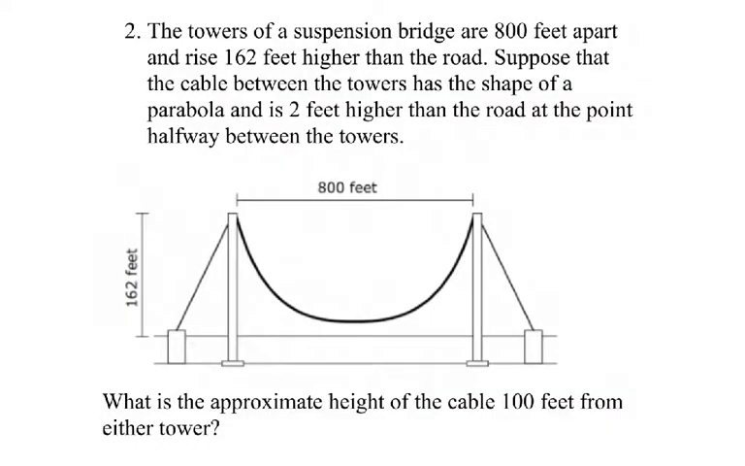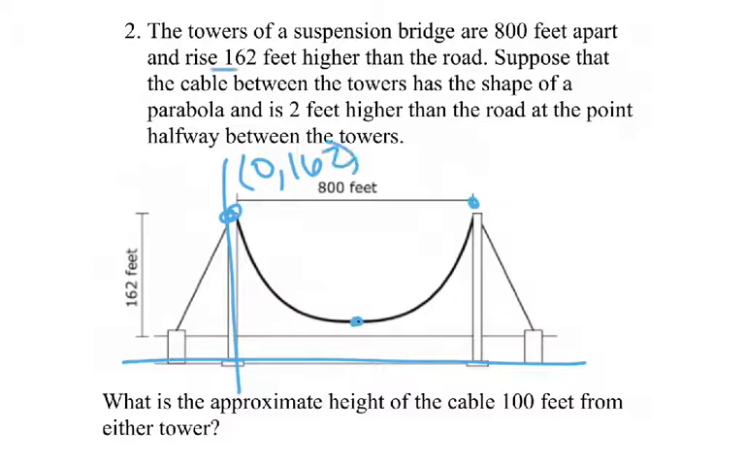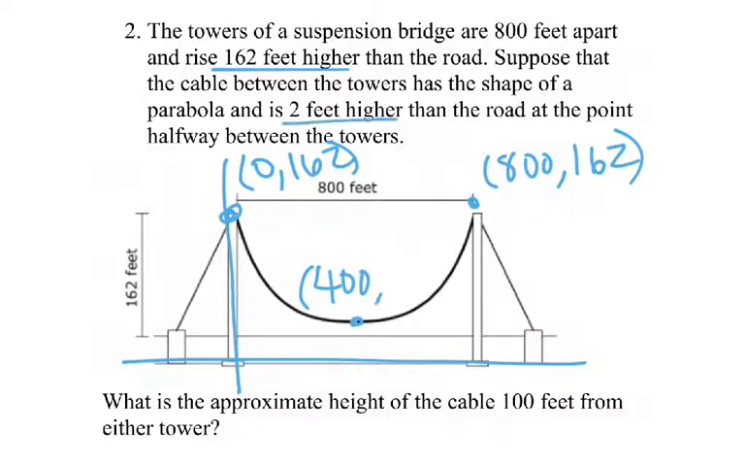Alright, this one's hard. We talked about this one already. You're going to think about putting it on an xy coordinate plane. And then remember, you need 3 coordinates whenever you're coming up with a quadratic function. So I'm just going to read it really quickly. This one is going to be 0, 162 because it says 162 feet in the air. This one is going to be 800 because they're 800 feet across, but it's still the same height. And then this one, it says halfway, and it says halfway it's 2 feet higher. So that's how I'm getting those 3 coordinate points.